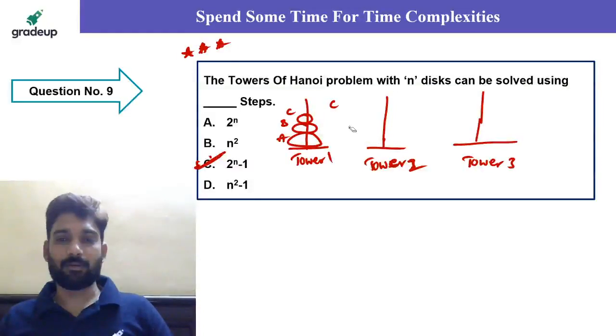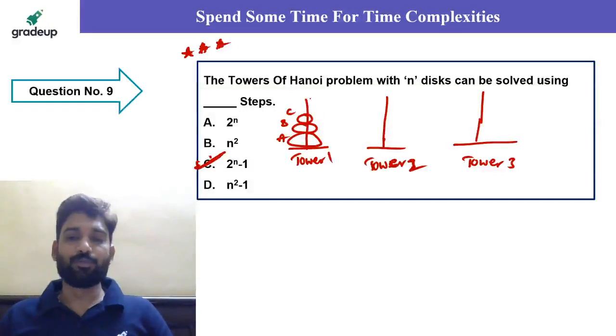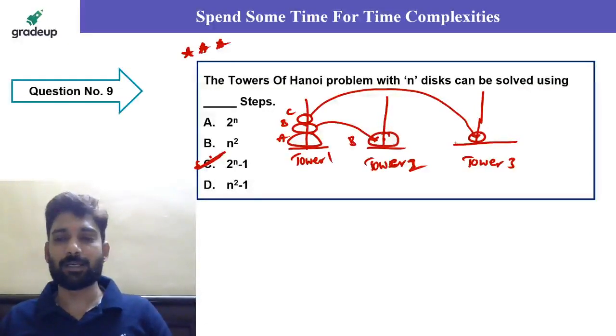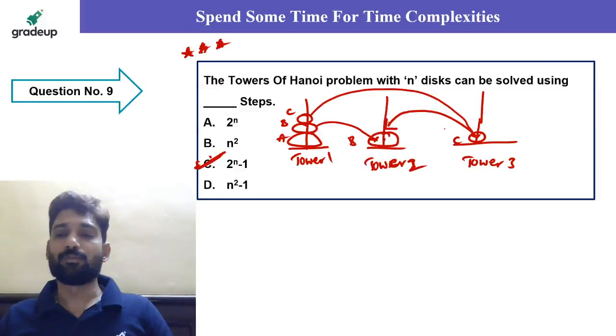Or let me do this. Move C to tower 3 directly. Okay. Then move B. So B here, C here. Now move this C here. So 1, 2, 3.